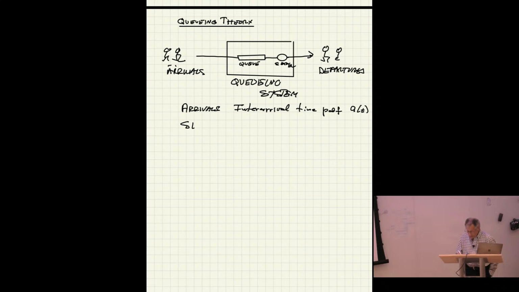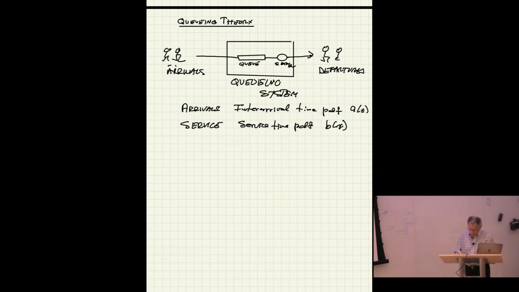And the service basically has a service time. How long do you spend in service? It's random. PDF, which we're going to denote by B of x. Why B? Because it comes after A. Okay. Now, the arrivals come in. They need service times. That drives the system.